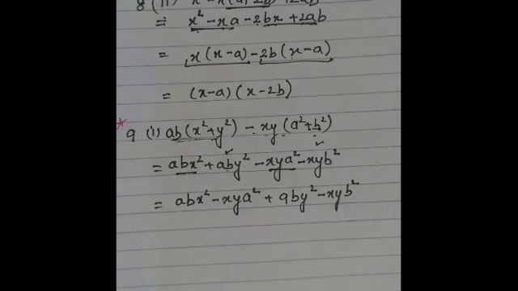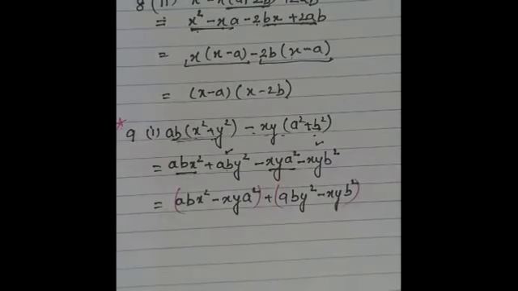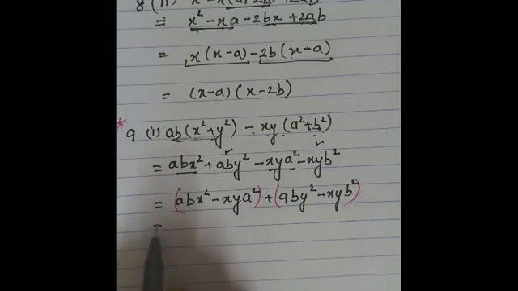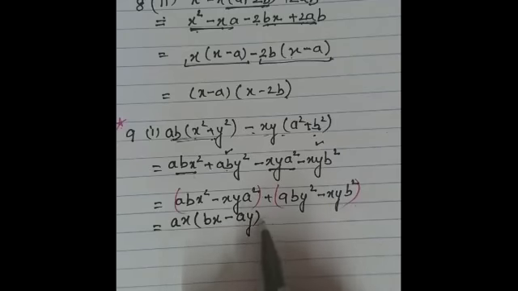Okay, this is my first group and this is my second group. Now see, can you think of what is common in the first group? I can see x as common. Okay, and of the rest of the things, I'll write ax common, what is left is bx, and here ay. In the second bracket I can find b common and y common, so I'll write by common.